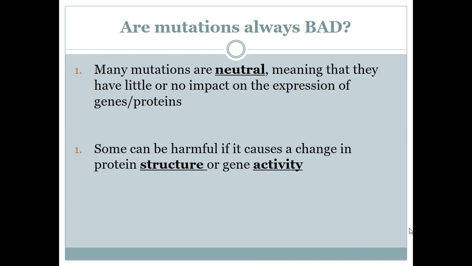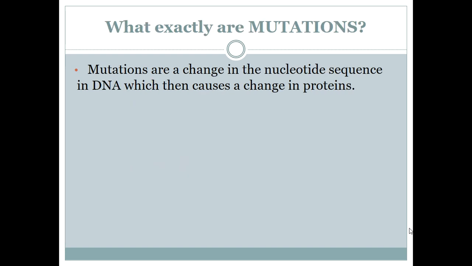Some mutations are neutral. Well, actually, many mutations are neutral. Very few of them are actually considered seriously harmful, though there are some that are considered harmful or even fatal. And some mutations can actually lead to advantages. And we'll talk more about that when we get into the unit on evolution, as we talk more about adaptations and natural selection and so on. But for the most part, many mutations are actually neutral, meaning that they pretty much have no impact on the expression of that particular gene or protein. If there is one that is harmful, it can cause a change in the protein structure or a specific gene activity. So, a mutation is the actual change in the order of that nucleotide sequence.